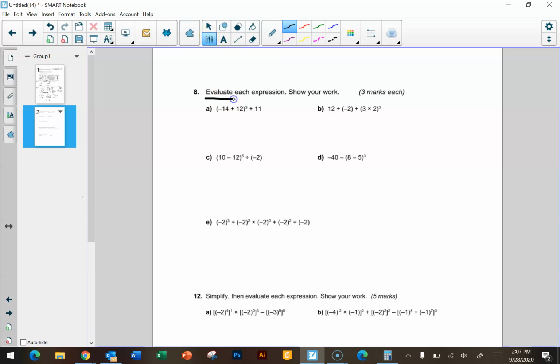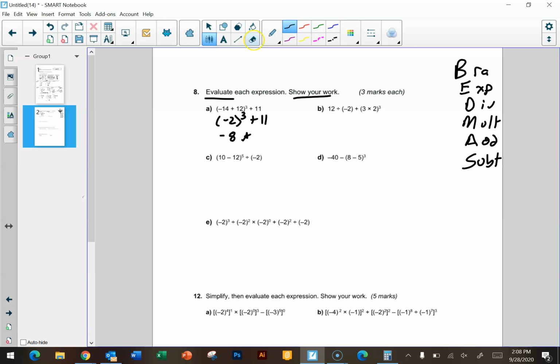All right, number 8, evaluate expressions. Obviously show your work. Evaluate means take it all the way down. Don't confuse yourself. BEDMAS all the way. Brackets, exponents, division, multiplication, addition, subtraction. Left to right. So we've got brackets and exponent. Let's just do the bracket first. -14 plus 12 is -2, and that's to the power of 3 plus 11. -2 to the power of 3 is -8, plus 11.